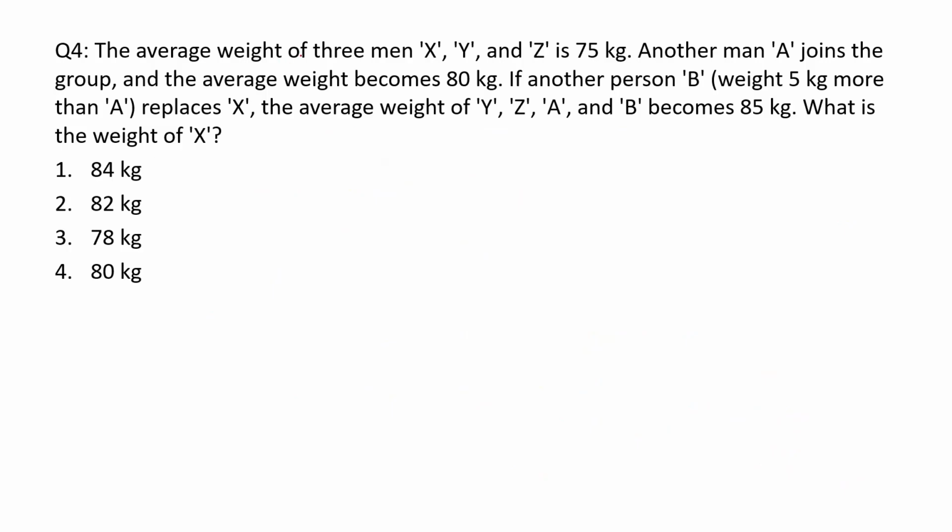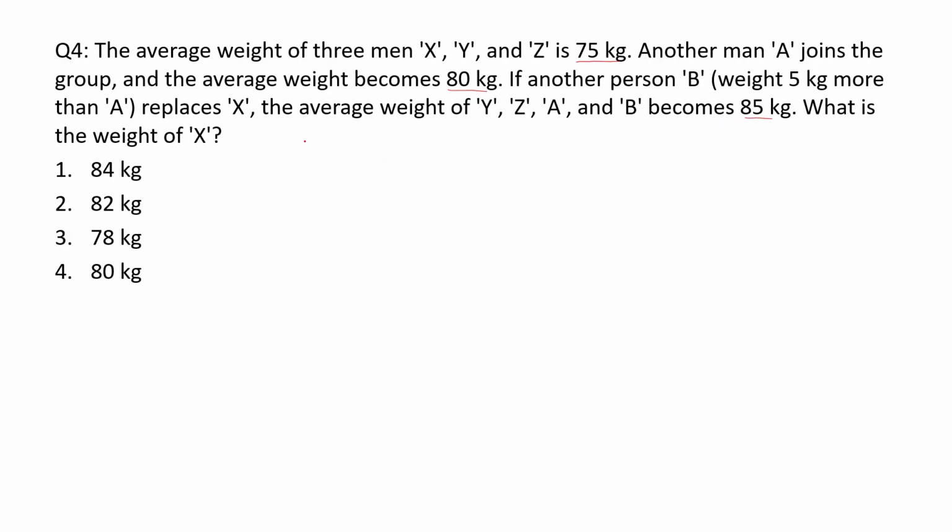The average weight of 3 men, X, Y, and Z is 75 kg. Another man A joins the group and the average weight becomes 80 kg. If another person B, weighing 5 kg more than A, replaces X, the average weight of Y, Z, A and B becomes 85 kg. What is the weight of X?